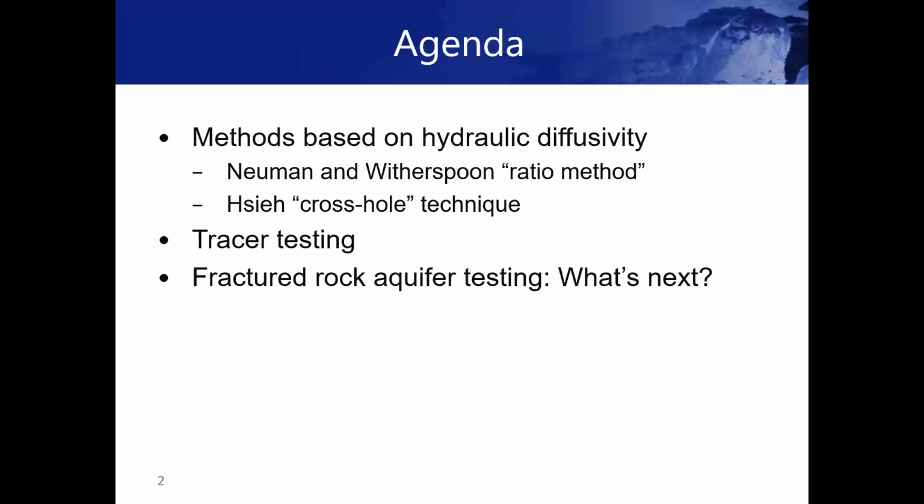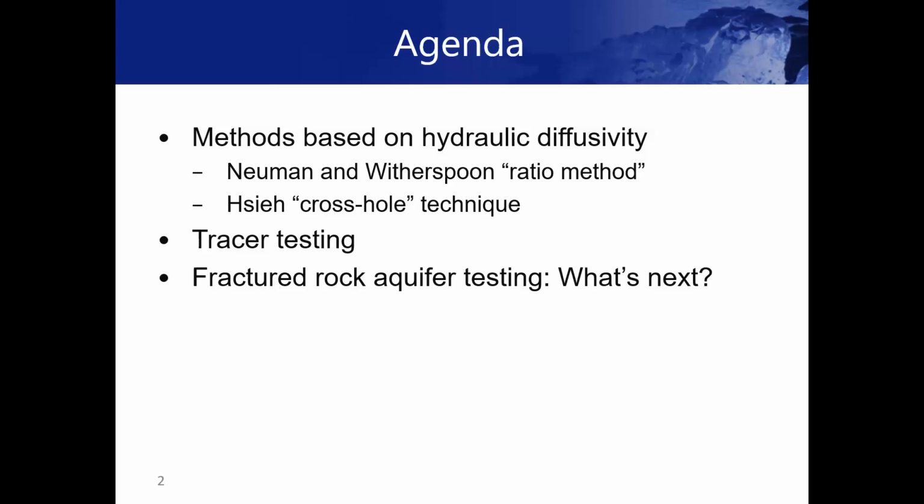So I'll touch on these hydraulic diffusivity-based methods. One of the earliest methods based on hydraulic diffusivity was the Neuman and Witherspoon ratio method, which goes back to like '67 or something. And more recently, the Hsieh crosshole technique, which is actually not particularly recent. It was developed in 1985, but it has gotten fairly light use in the industry. So we'll talk particularly about that method, and we'll touch on tracer testing, and then just see where we're heading with all this.